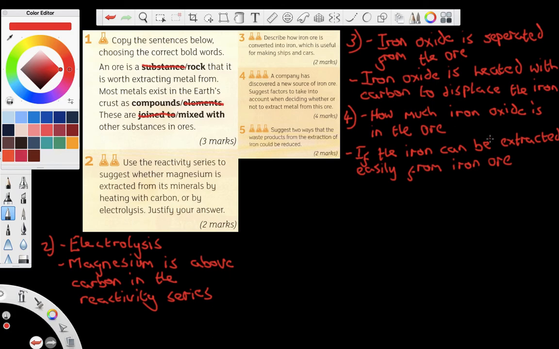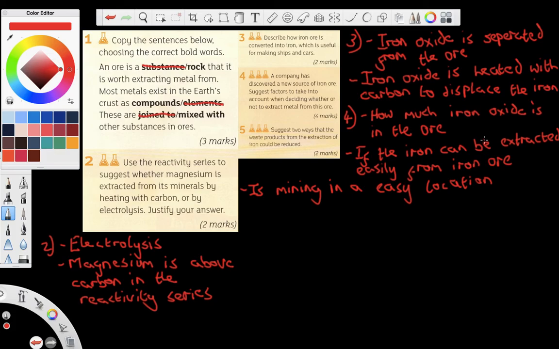The other one is if it's in an easy location. So is the mining in an easy location? It's no good saying I'm going to mine a load of iron ore if there's houses on top of where you need to dig. That's not a very easy place to get it from, so you need to take this into account.